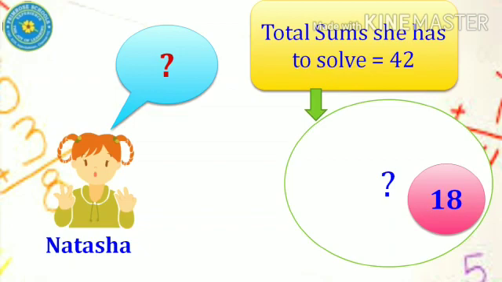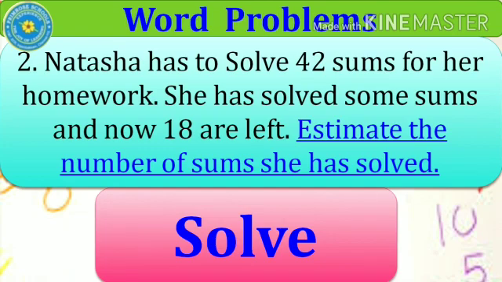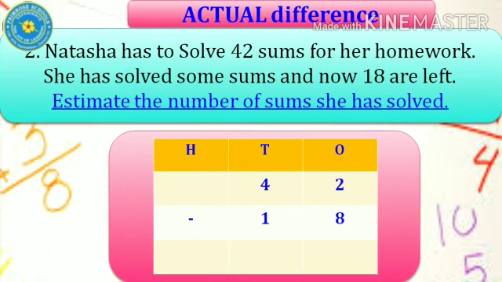Now we need to find how much she has solved. Am I right, children? Now let us do the last step, which is the solving part. Okay, the keyword left indicates that we need to subtract. So when we subtract 42 minus 18, the actual difference that we get is 12 minus 8 is 4 and 3 minus 1 is 2. So the answer that we get is 24.